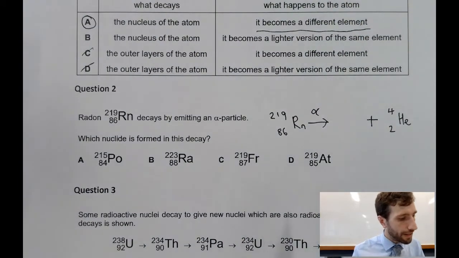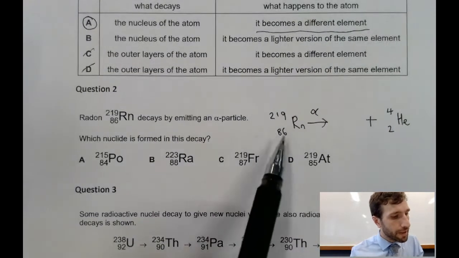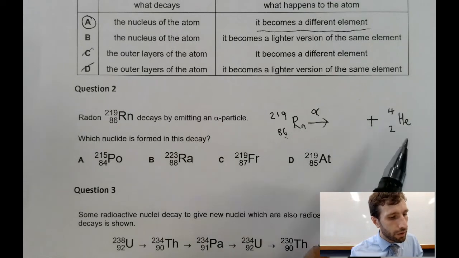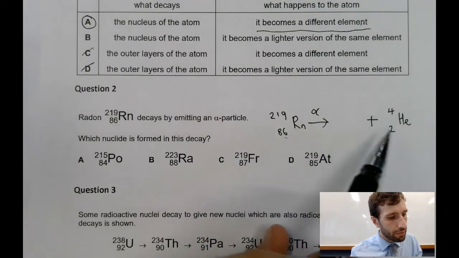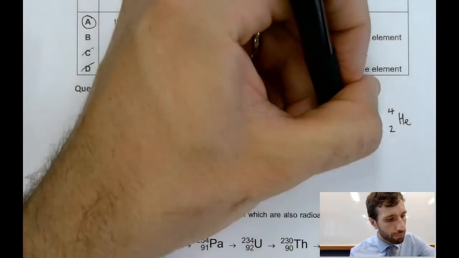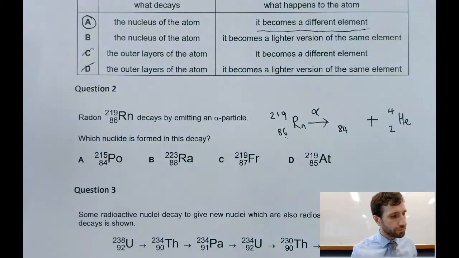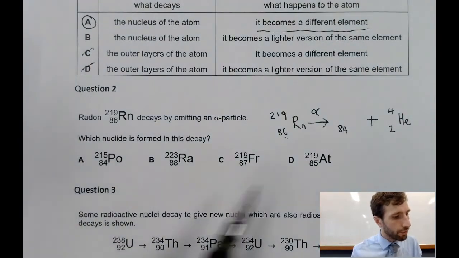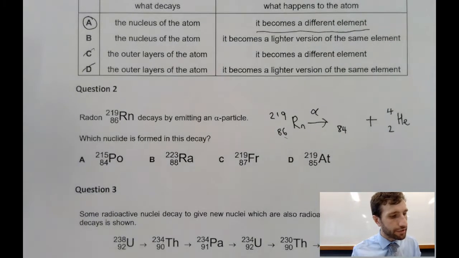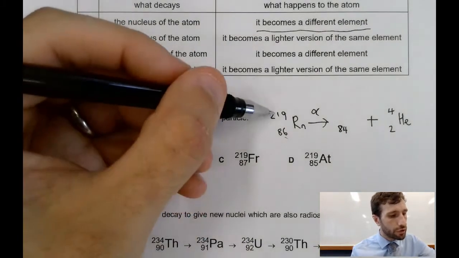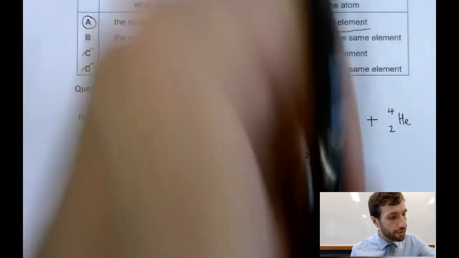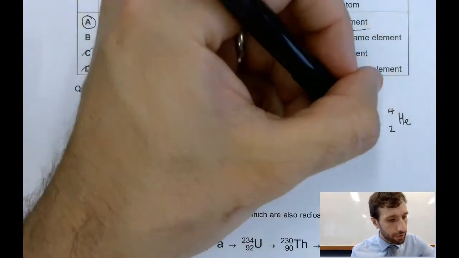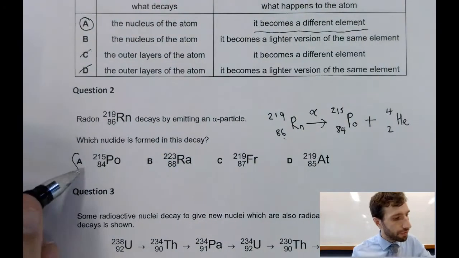We have to balance the numbers. 86 on the right-hand side has to balance. So we've got 2 already here. 86 take away 2 is going to give me 84. I'm just looking at the answers here. I'm already seeing an indicator that the answer is A, but we'll just finish it off as well. 219 take away 4 is 215. Excellent, and I know that's Po just from the answer, and so therefore it's also A.